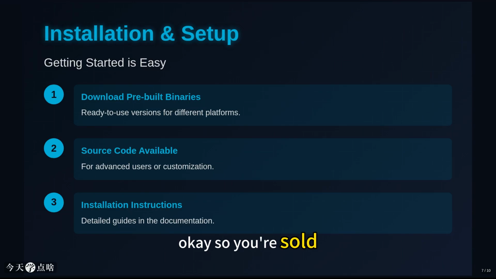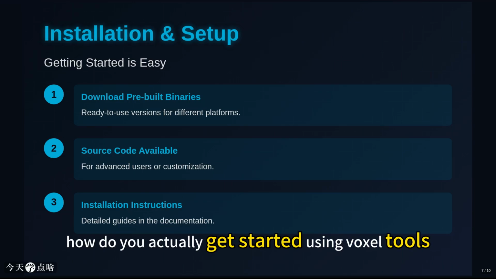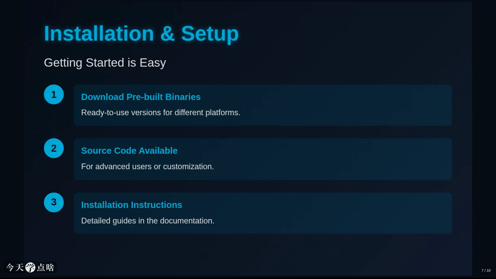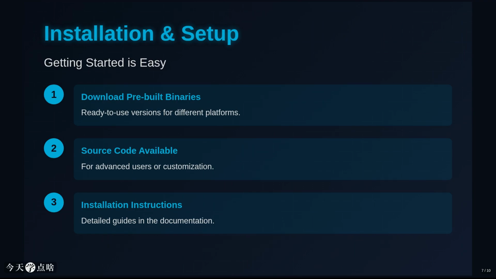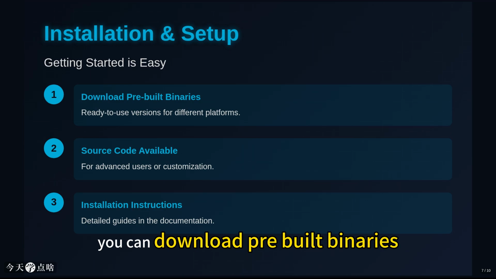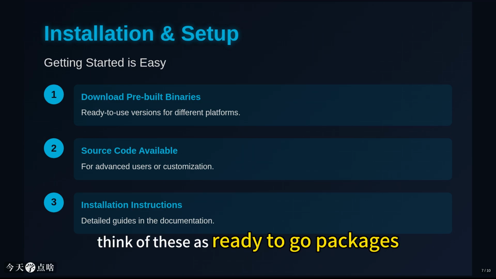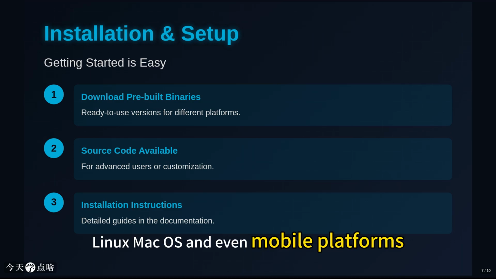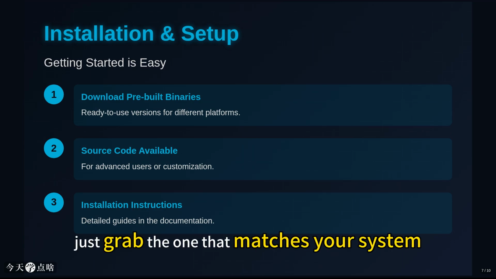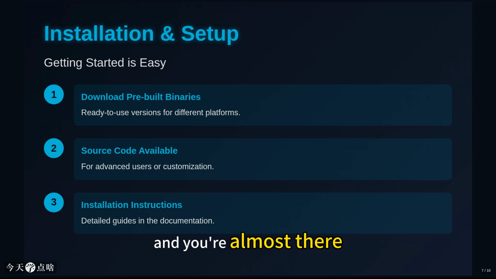Okay, so you're sold. How do you actually get started using Voxel Tools? Good news. For most people, it's super easy. You can download pre-built binaries. Think of these as ready-to-go packages. They come in different versions for Windows, Linux, macOS, and even mobile platforms. Just grab the one that matches your system, and you're almost there.